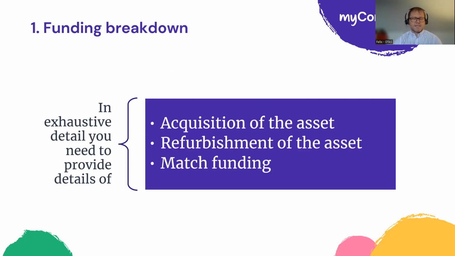So the funding breakdown, this is section 1 in the management case. This is what you need to do for a strong application. You need to cover the following areas. We're going to look at acquiring the asset. If you're buying a building or a piece of land through the Community Ownership Fund, or you might be refurbishing the asset, and then there might be match funding that you need available. So you need to provide details of that.